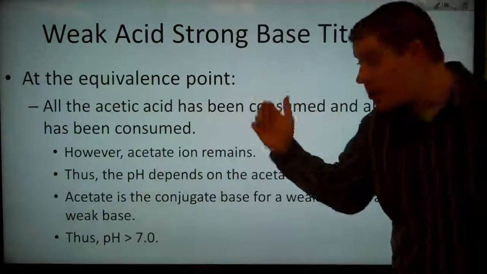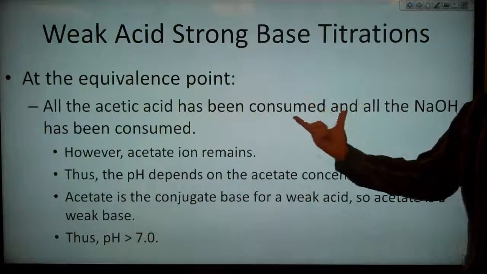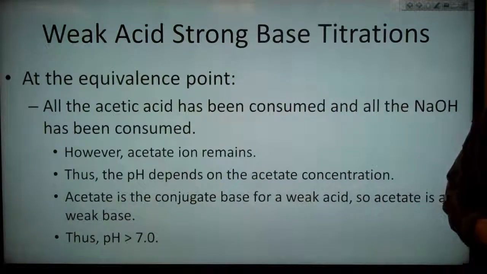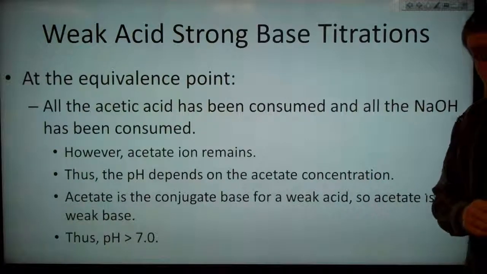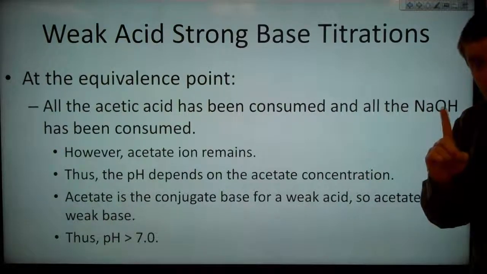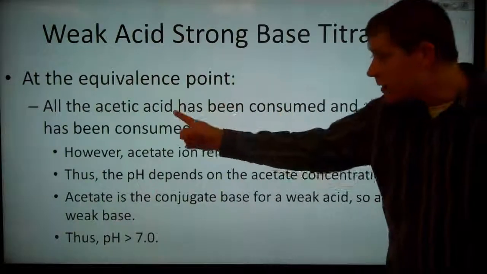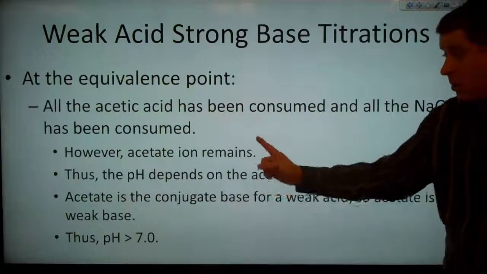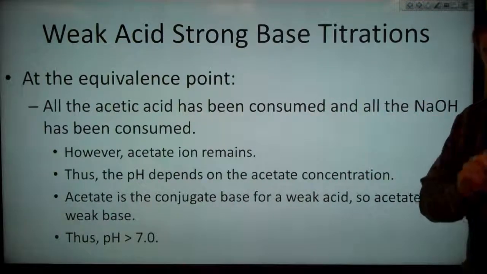So at the equivalence point, this is our third region that we're talking about. At this point now, all of the acetic acid has been consumed, and all of our sodium hydroxide has been consumed. We don't have any excess sodium hydroxide yet. So what do we have? We've reacted away all of our acetic acid. We formed acetate, so we have acetate ion around. We have sodium ion around. And we have water. And that's it.